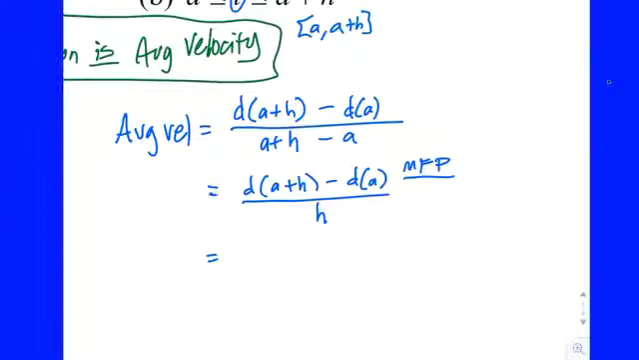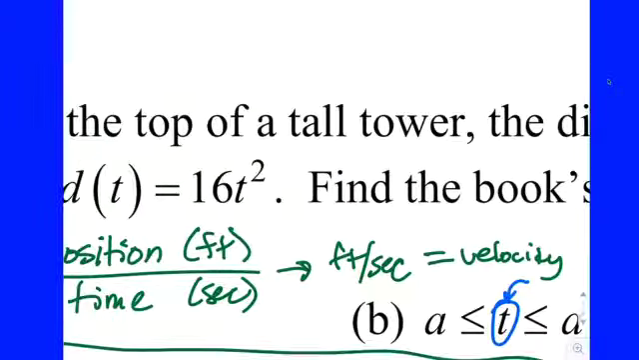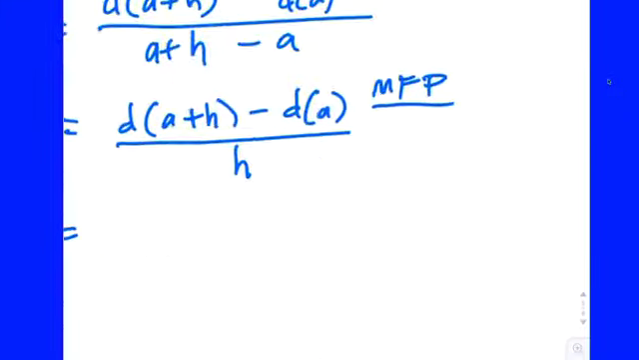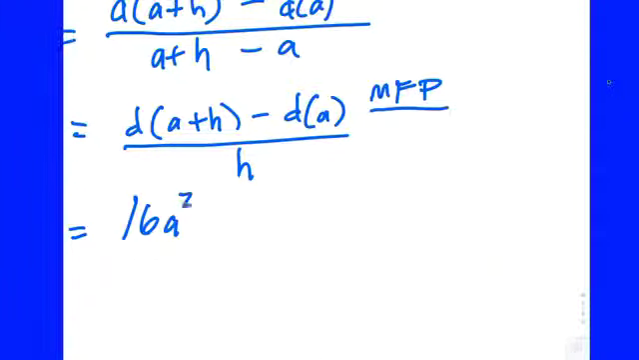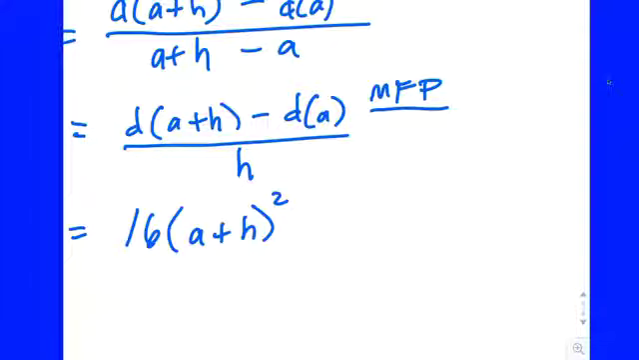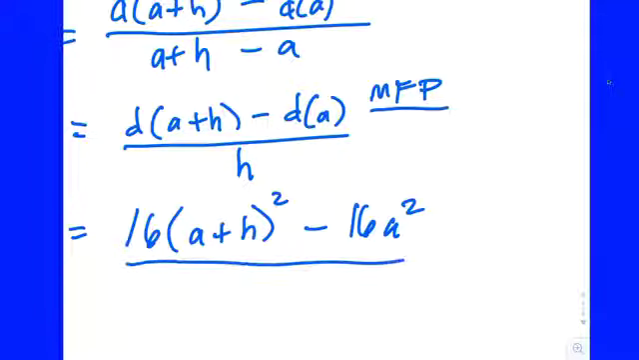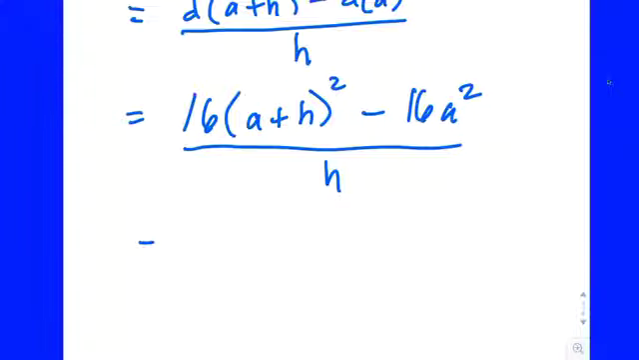A plus H, how are we going to evaluate that? We're going to plug it in right there for T. Now, is that 16A squared plus H? Is that how we do it? No, some people are still doing it that way. That's not substituting in. That's just adding an H at the end. That's going to be 16 times the quantity A plus H squared, minus 16A squared, plugging it into 16T squared, all over H. So good so far? We practice this, we practice this, we practice this. This should be easy. Now we're going to expand it out.